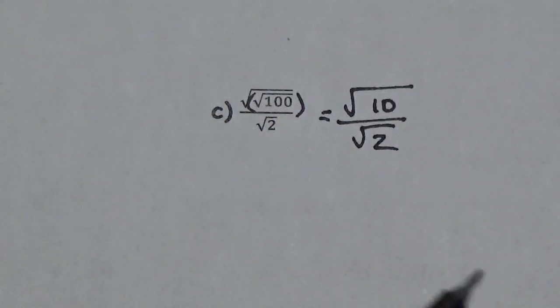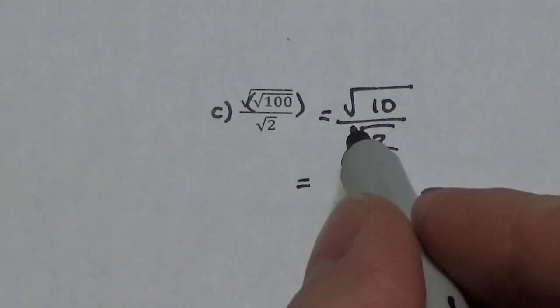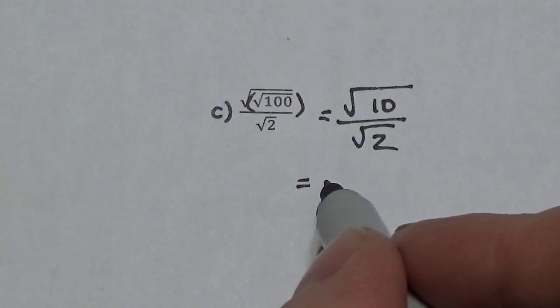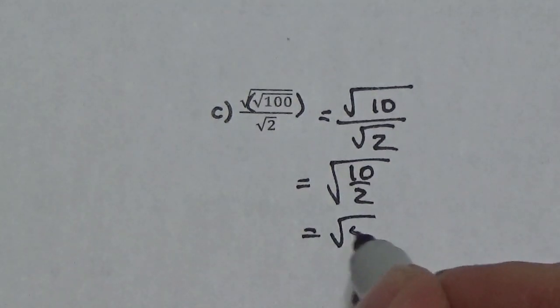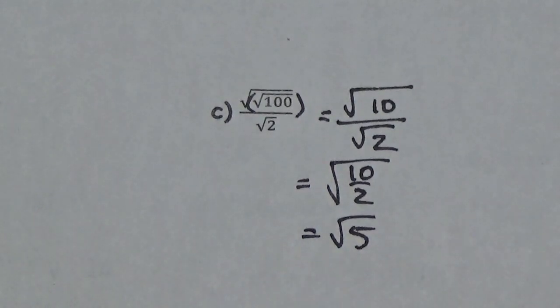Now I've got them in a simple form that I can combine. So I know that the square root of 10 divided by the square root of 2 will be the square root of 10 over 2, and I know that 10 over 2 is just 5. So here's another one that turns out to be the square root of 5.